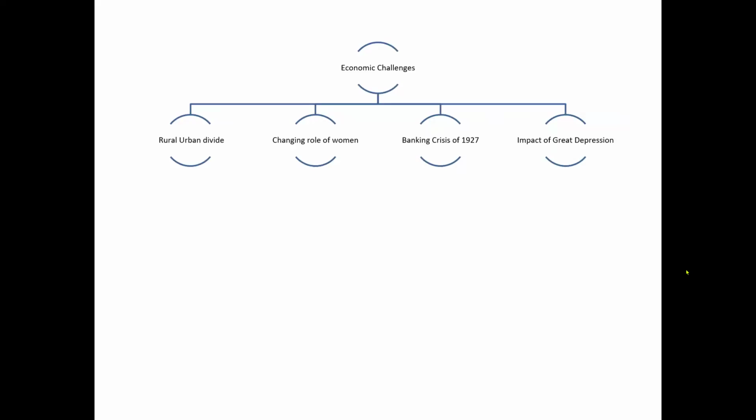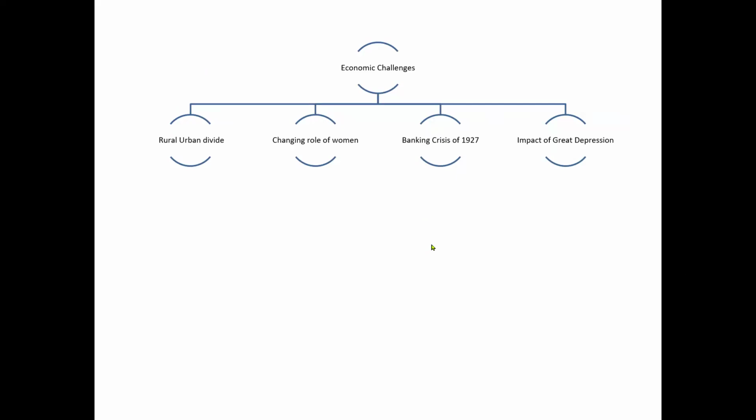All right. And because of the economic challenges, such as these four challenges, it led to the rise of militarism, because it felt as though the civilian government could not stop the economic problems that Japan was facing.